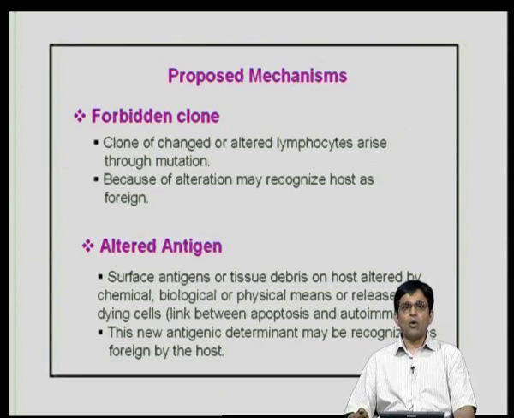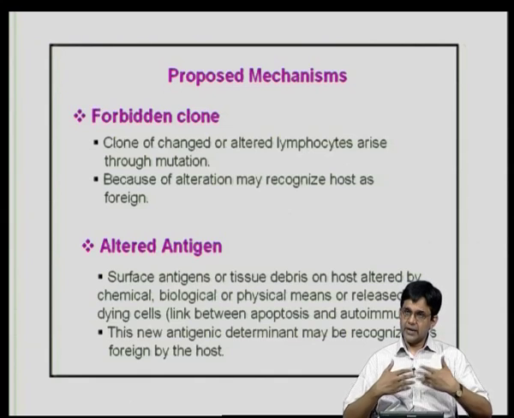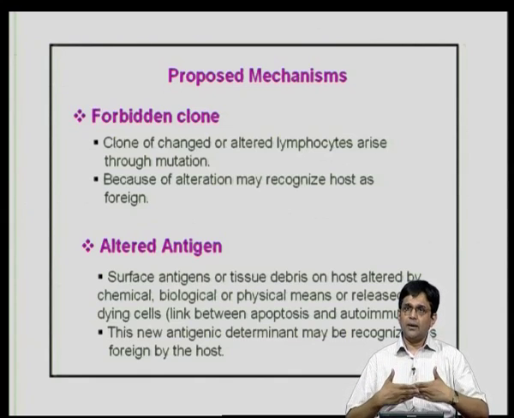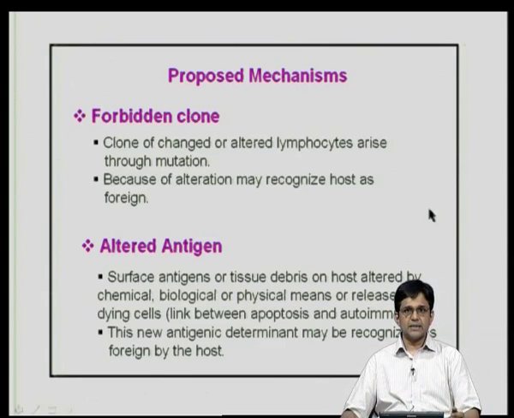The other scenario is an altered antigen. Either you have surface antigens or tissue debris, or antigens or molecules that are released by the host from dying cells, and there is a link between an increased number of apoptosis and autoimmunity. This antigenic determinant may now be recognized as foreign, because usually it is not recognized, but because of this change that has occurred, it is now recognized as foreign, and you have a generation of an immune response against this.